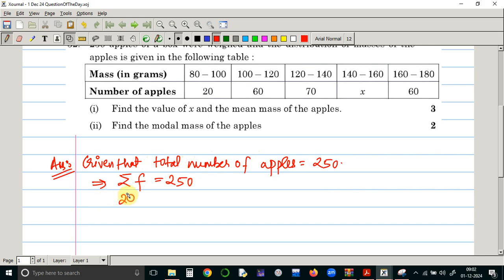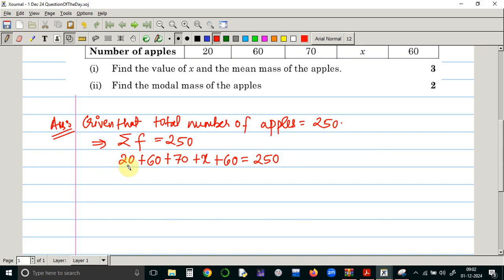So if I add all the frequencies 20 plus 60 plus 70 plus this unknown x and 60, they all sum up to 250. So what's the total sum? 60 plus 60 is 120, 120 plus 70 is 190, plus 20 is 210. So 210 plus x is 250. This gives me the value of the missing frequency, which comes to 40. Okay, now we are ready to find the mean.